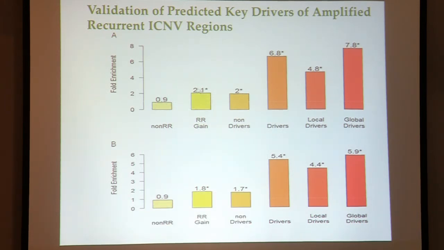Yeah. So again, the regions we identified are also very important, because they are about 2 times more likely to impact cancer cell proliferation. You can see this trend from the non-driver genes to the local drivers to the global drivers. The trend is very clear that those driver genes have much more biological importance. Yeah.